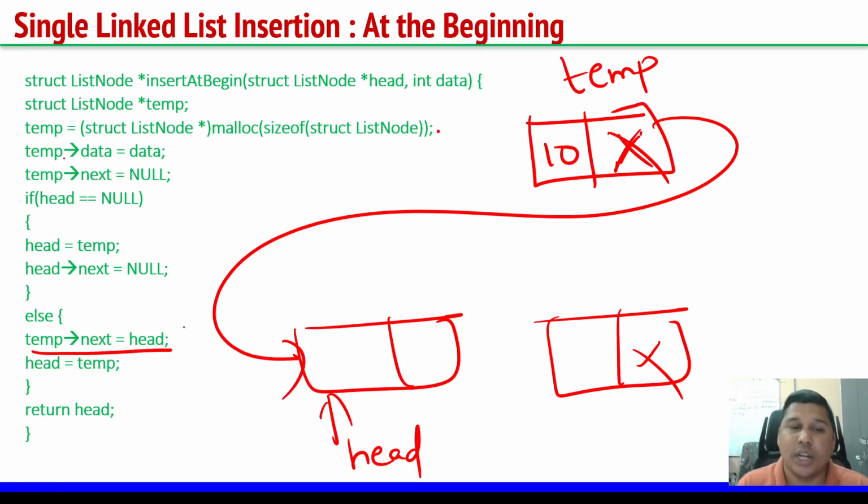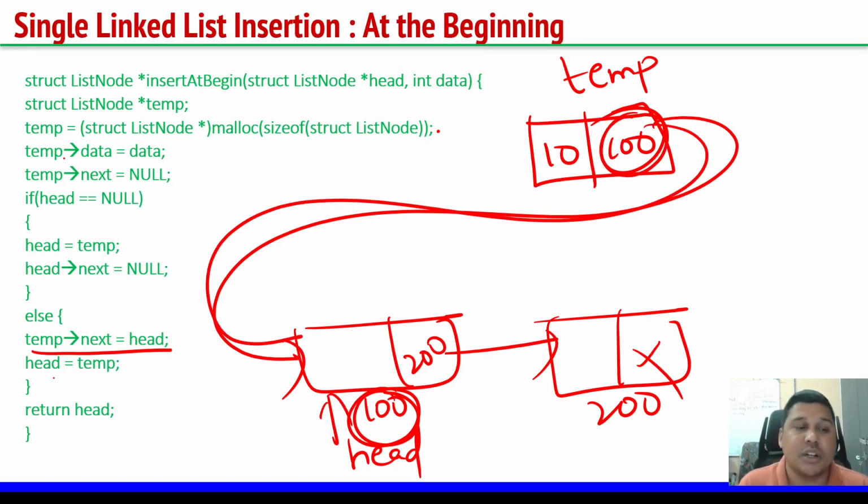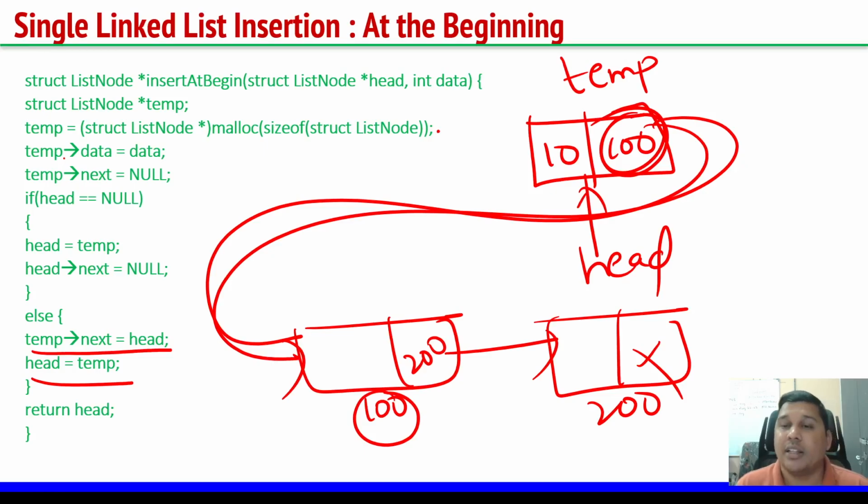Point this next to head, so this null is removed. What was this address? Maybe 100. This 100 is stored here. Its address was 200, and that 200 is stored here. This way you are just putting this 100 here, the address of head, so this chain is formed. Next, head equals temp. Make this the head and remove this from the head list. If you do it this way, this becomes a new linked list, inserting an element at the beginning.